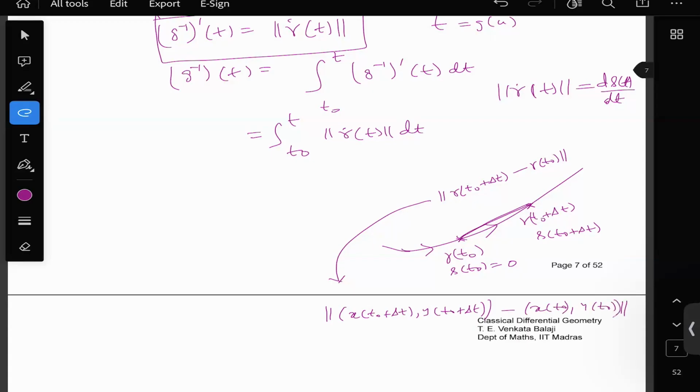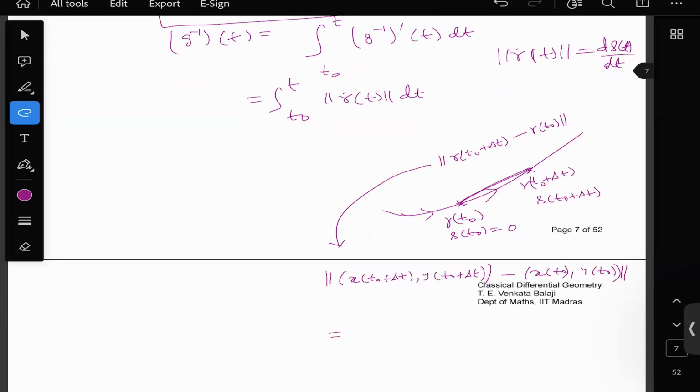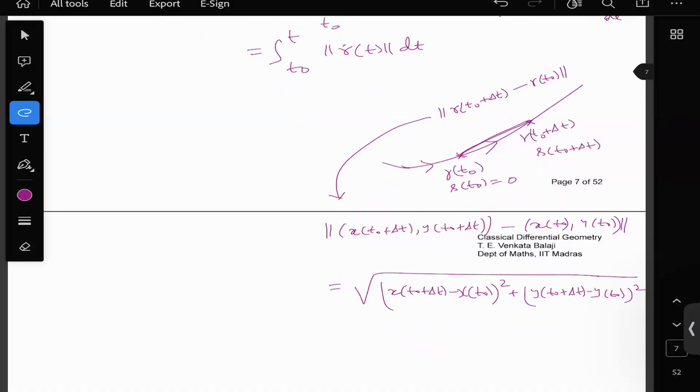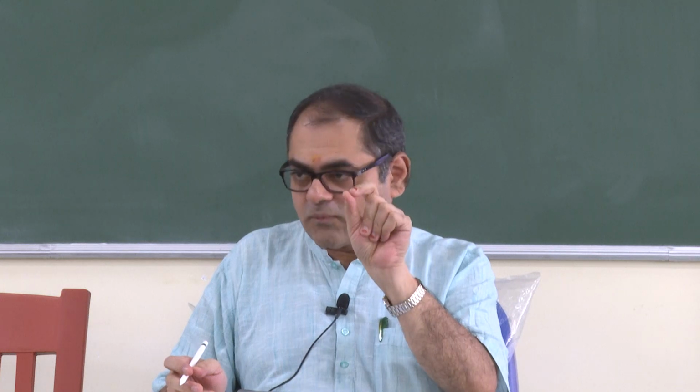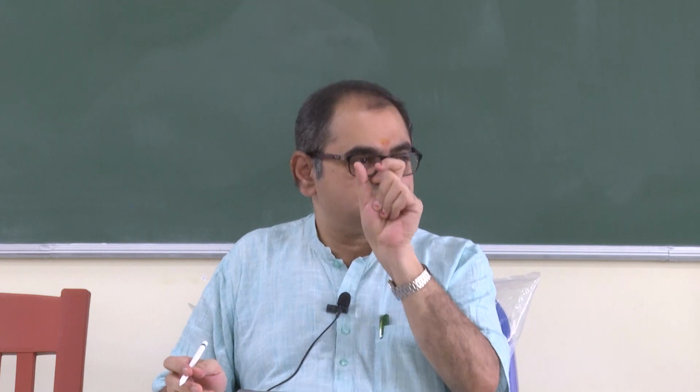And the length of this vector, by the distance formula, is just the square root of x of t naught plus delta t minus x of t naught, the whole squared, plus y of t naught plus delta t minus y of t naught, the whole squared. That is the length of that vector. I am telling you always, we have this convention: when you write a vector as the position vector of the coordinates, or you just think of it as two coordinates, then you are supposed to take the position vector of that point. So there is this dual idea that you should always think about.